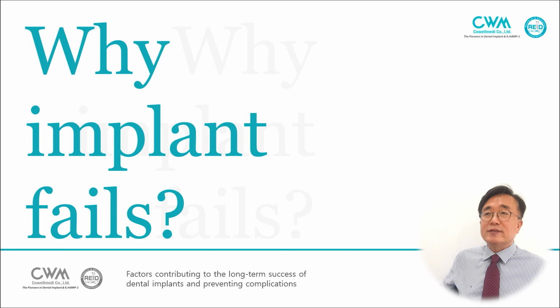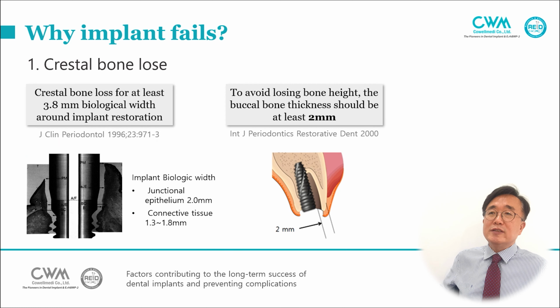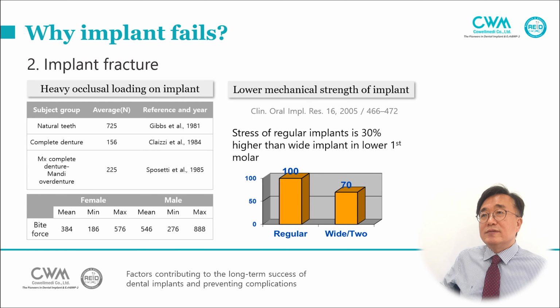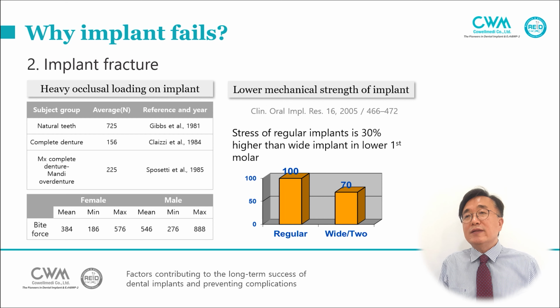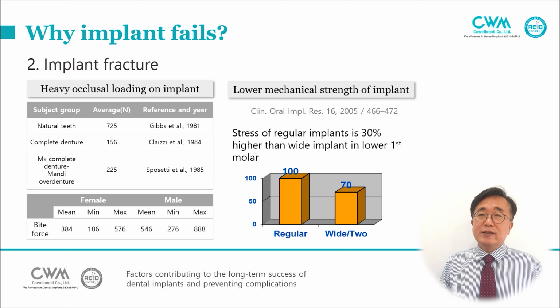Why do implants fail? First, crestal bone loss. We have to understand two factors. First, crestal bone loss occurs for at least 3.8 mm of biological width around the implant restoration. And second, to avoid losing bone height, the buccal bone thickness should be at least 2 mm. And second, implant fracture. Heavy occlusal loading on the implant induces implant fracture. And lower mechanical strength of the implant could increase implant fracture.